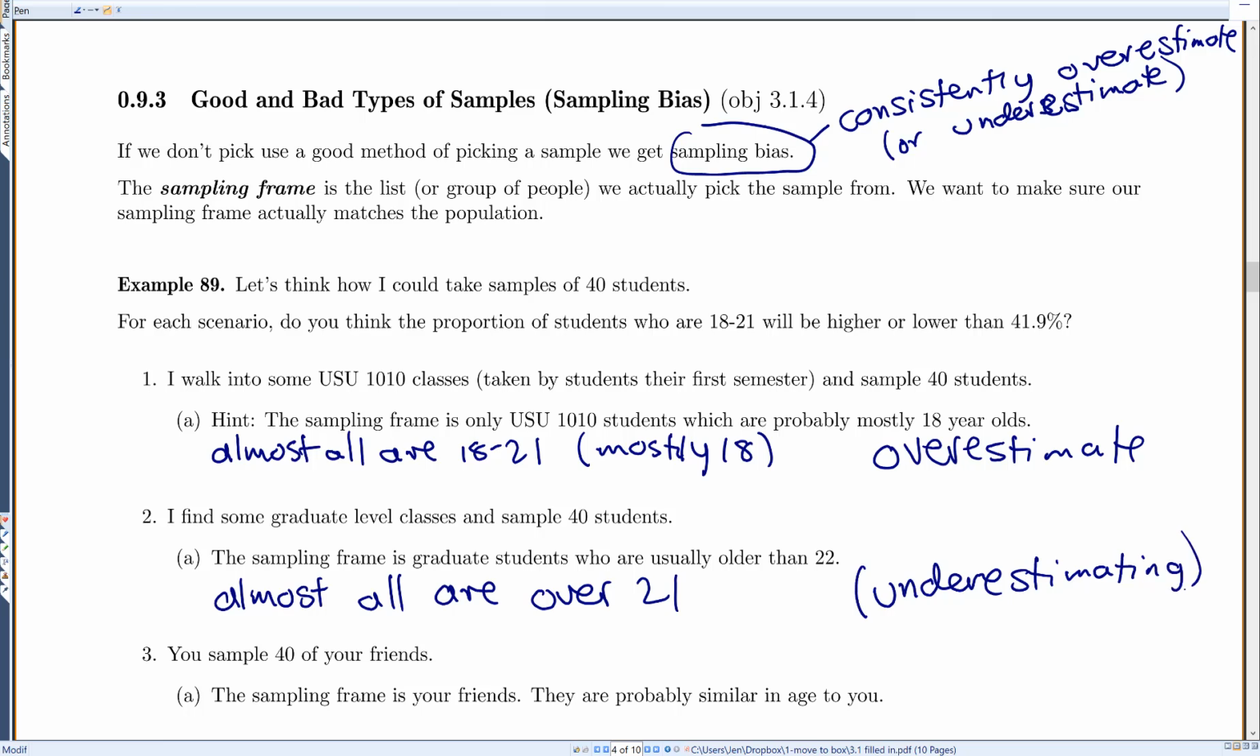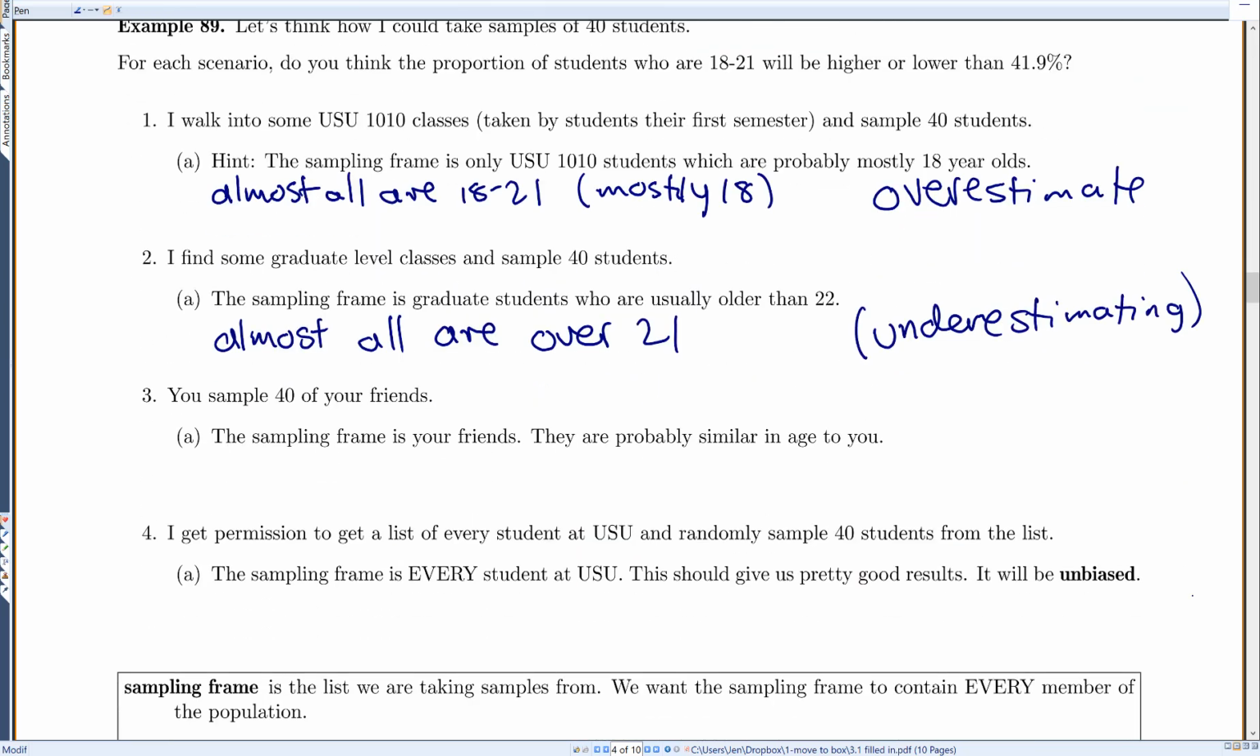Let's say we want to sample 40 of your friends. Well, the sampling frame then is going to be your friends, and they're probably similar in age to you. So if you are a concurrent enrollment student, most of yours are going to be high school, so you're not going to be in that 18 to 21 age range. Or if you're one of my college students, some of you might be 18 to 21, and your friends are probably 18 to 21. Okay? But some of you might be older, and then your friends are probably older as well. So that one just kind of depends on your situation. Are you younger or are you older? Okay, but either way, it's probably not going to be accurate.